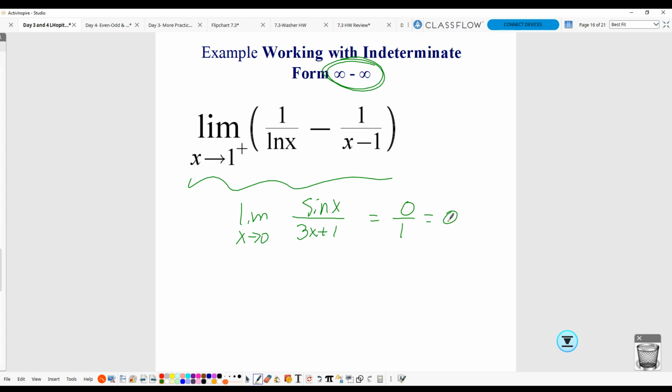So what is this if it's from the left? From the left, it would be negative infinities on both of them. So it's negative infinity minus negative infinity, so it's still infinity minus infinity, but they never quite meet. This is what it looks like.